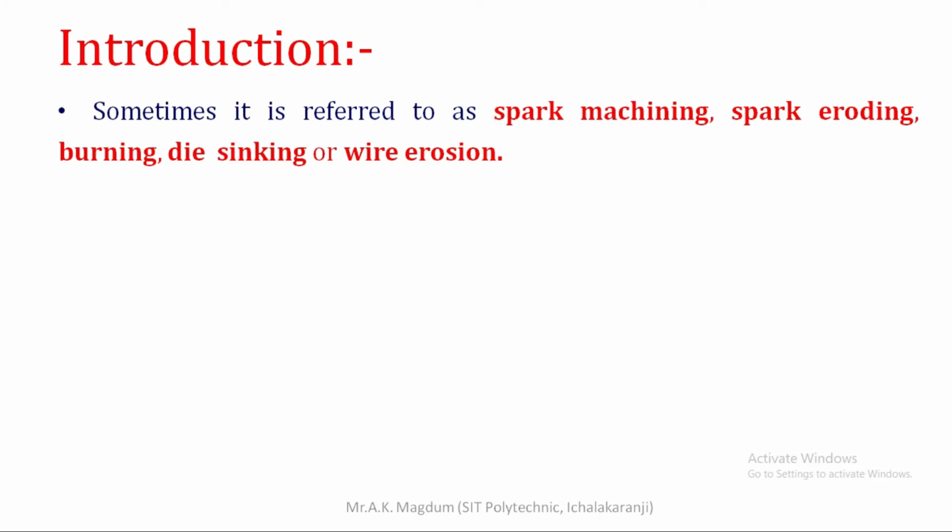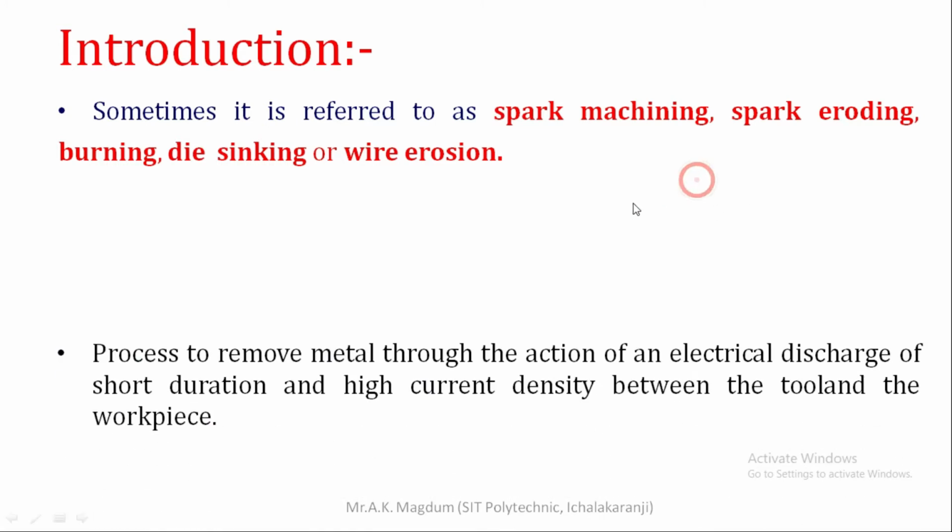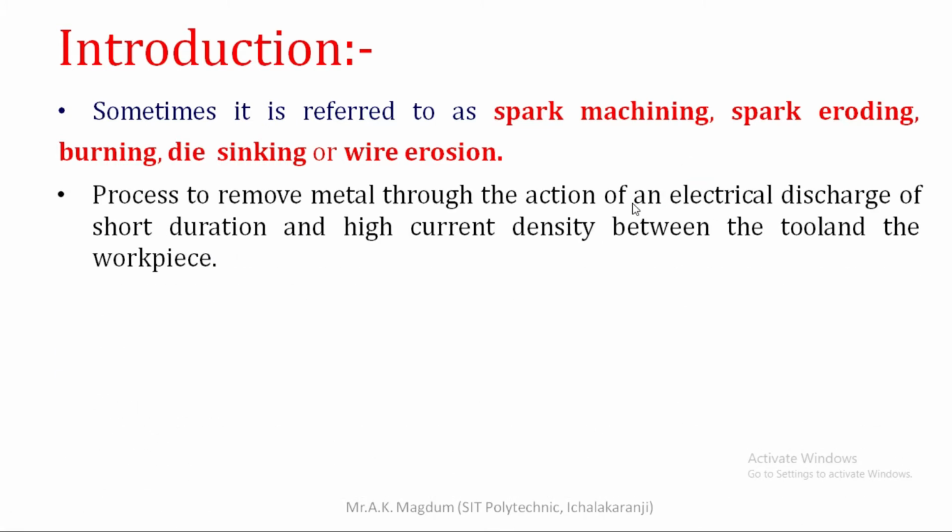Sometimes it is referred to as spark machining, spark eroding, burning, die sinking, or wire erosion. So these are the various well-known names of the EDM machining process, which is generally used in various industries. This process removes material from the workpiece through the principle of high electric current density, which is produced between the electrode and the workpiece.